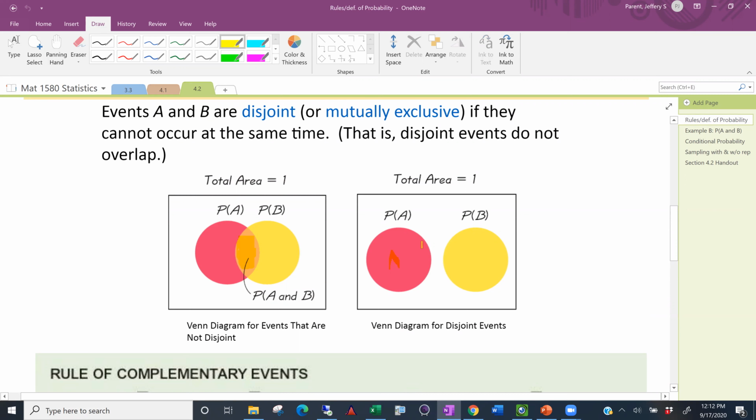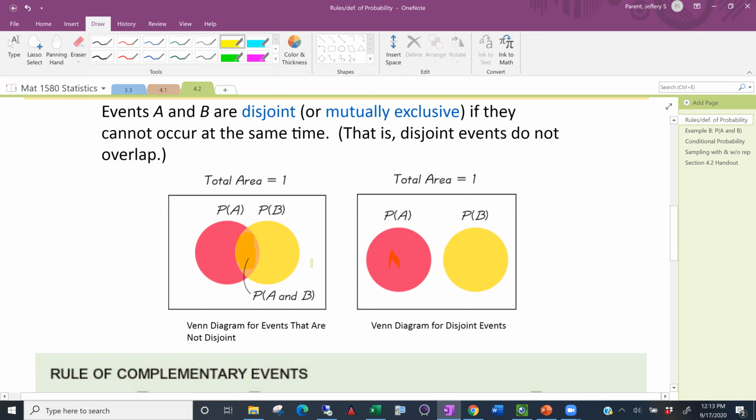If one occurs, the other one can't. If you notice this with the Venn diagram on the right, you're either an A or you're not an A, okay? There's no overlap for events A and B. They can't both occur. But how about the Venn diagram on the left? Is there a way that event A and event B can occur at the same time? Yeah, it's that part where they overlap.